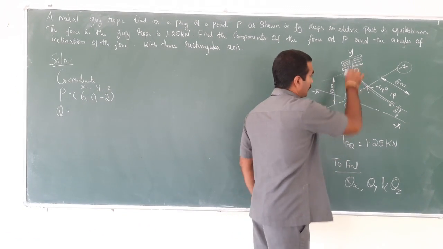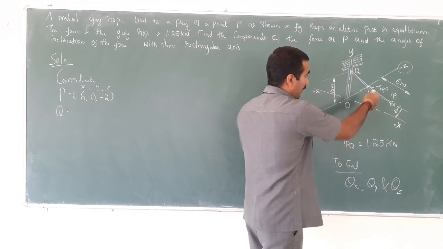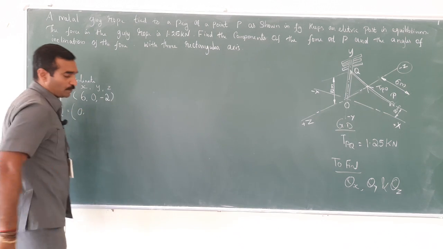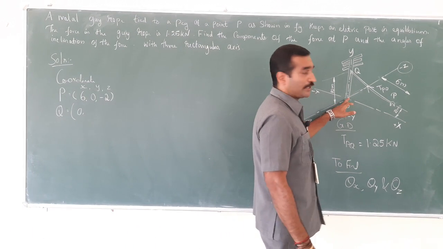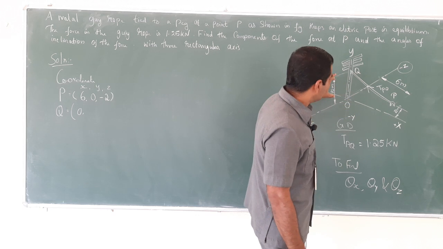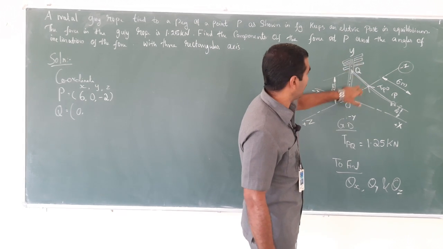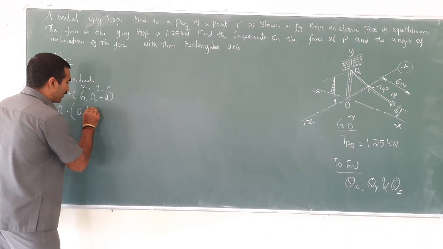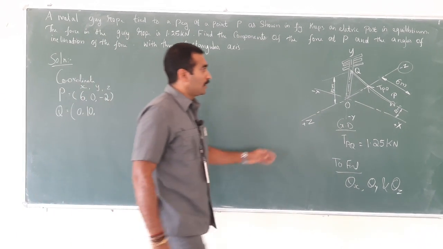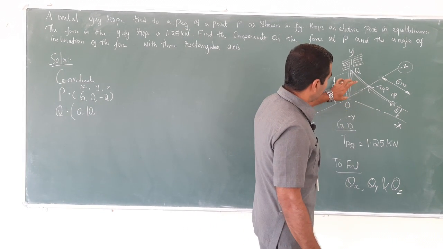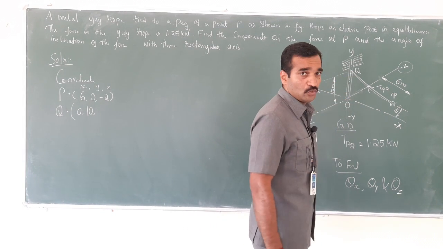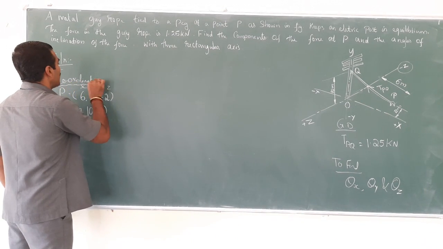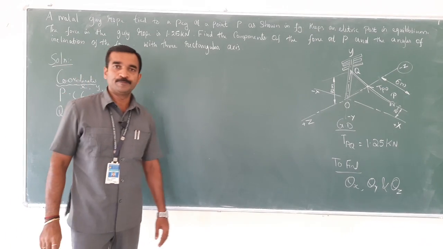How far it is located from the origin in x-axis? There is no x-axis distance, so this can be mentioned as 0. And how far it is from the origin in y direction? It is 10 meter from the origin. This Q is positioned in positive y, so 10. Is there any axis distance for Q? Nothing, so it can be mentioned as 0. So these are the coordinates for point P and Q.